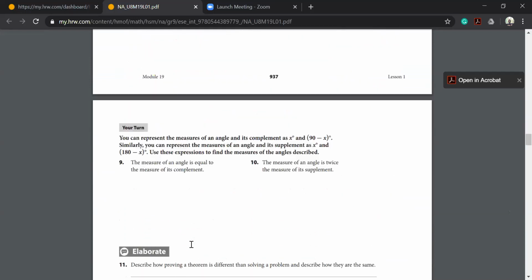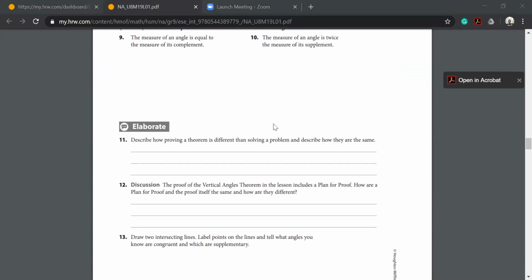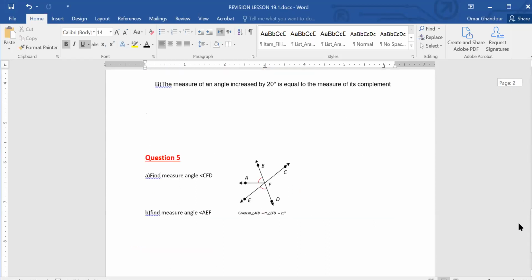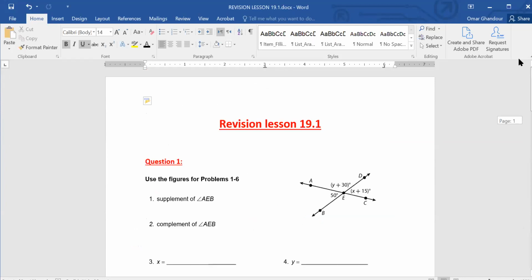We are going to begin revising from our sheet. Let's open our worksheet. Yes, revision lesson 19.1. I will be solving some questions with you in this video, and then some other questions will be left for the online session. Okay, starting with question 1. We have this figure in front of us, and use this figure for problems from 1 till 6. The first problem is number 1. Find the supplement of angle AEB.